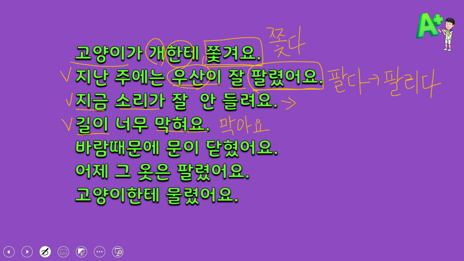Okay, next. 바람 때문에 문이 닫혔어요. Because of wind, the door was closed. The passive form. 어제 그 옷은 팔렸어요. Yesterday, that cloth was sold. 그 옷은 팔렸어요. Again, in this kind of situation, in English, we'll say something like someone bought that clothes. Right? But in Korean, this is actually okay. Next sentence. 고양이한테 물렸어요. By the cat, someone was bitten.